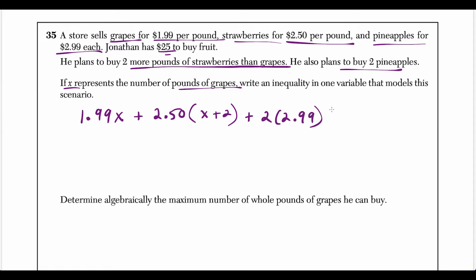And now for this part, this is where it gets a little bit tricky. We need to set up an inequality to relate it to how much money he has. But just think about it. If you're buying a whole bunch of stuff, your bill has to be less than or equal to the amount of money you have in your pocket. If the bill, which is on the left, is greater than what you have in your pocket, then you can't afford what you're about to buy and you have to put some stuff back. So the total bill has to be less than or equal to 25. And this will model the scenario.